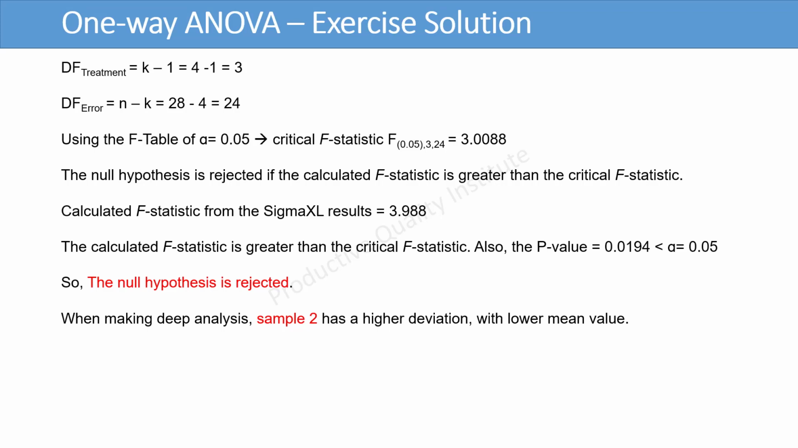Also, the p-value is equal to 0.0194, which is less than alpha, which is equal to 0.05. So, the null hypothesis is rejected. When making a deeper analysis, sample number 2 has a higher deviation with a lower mean value.